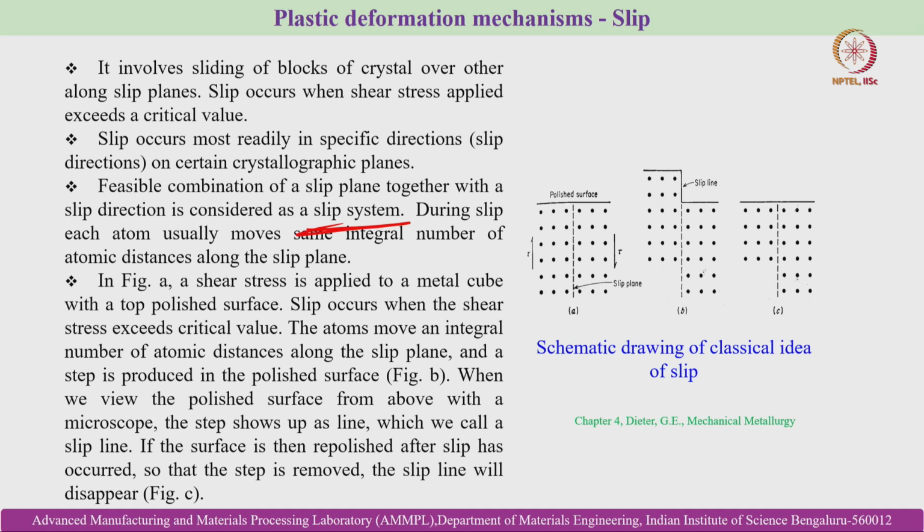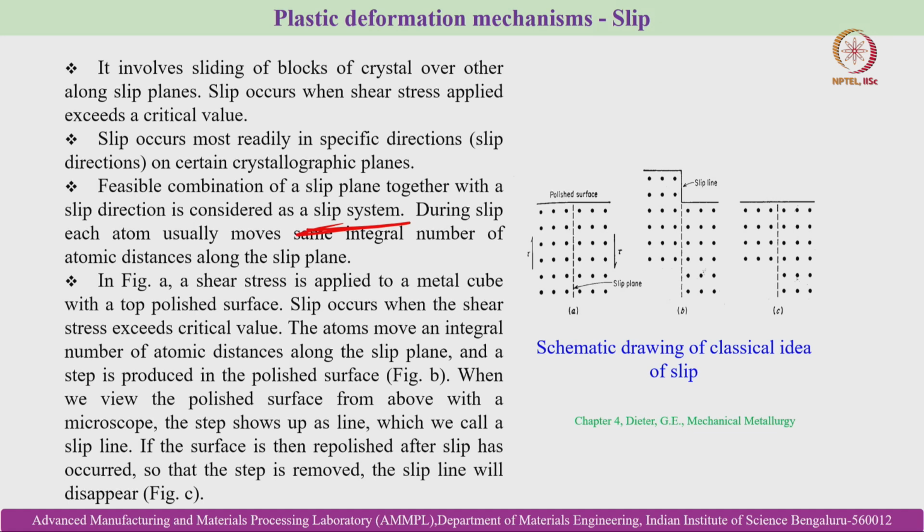Okay. So, this example is drawn in figure A. A shear stress is applied to a metal cube with a top polished surface. The slip occurs when the shear exceeds the critical value. The atoms move an integral number of atomic distances along the slip plane, and a step is produced on the polished surface. That is basically a typical example of a slip. You can also term it an edge dislocation.